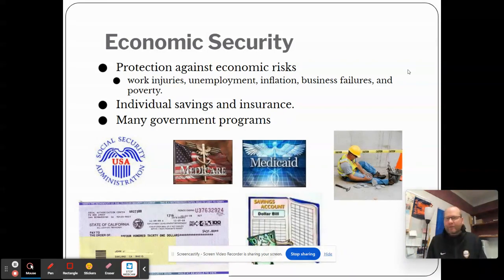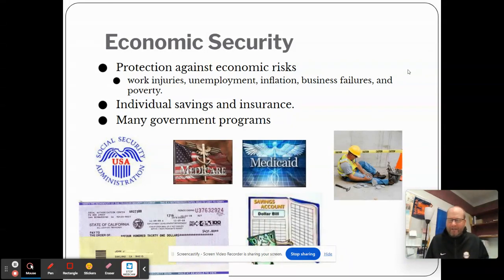We've got individual savings and insurance that we can purchase. We're going to get a lot more into insurance later on this year, as well as savings. We've got things we can do so that in case we do fall into some economic tough times, or we get into a car crash, or our house burns down, or whatever, we don't have to pay all that money out of pocket.